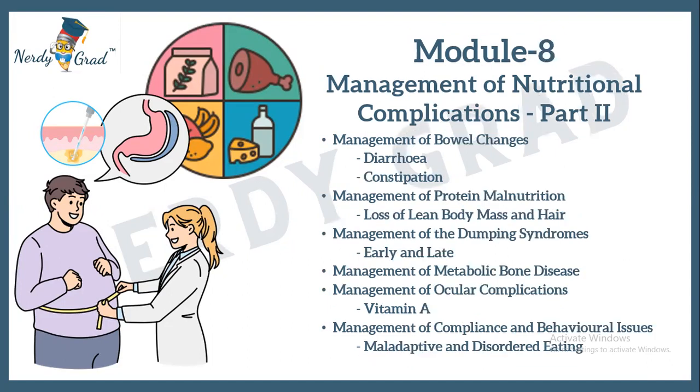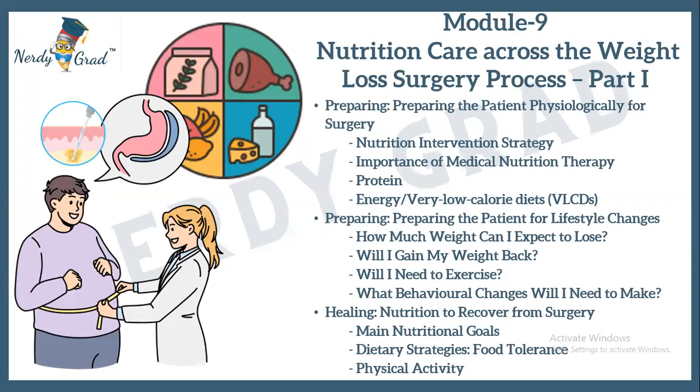And in part 2 of the management of nutritional complications, we'll discuss management of bowel changes, including diarrhea and constipation, and the management of protein malnutrition, which includes the loss of lean body mass and hair. And in the management of dumping syndromes, we'll discuss both the early and late dumping syndromes, management of metabolic bone disease, and the management of ocular complications. Majorly, we'll be discussing the micronutrient vitamin A, and the management of compliance and behavioral issues that includes maladaptive and disordered eating.